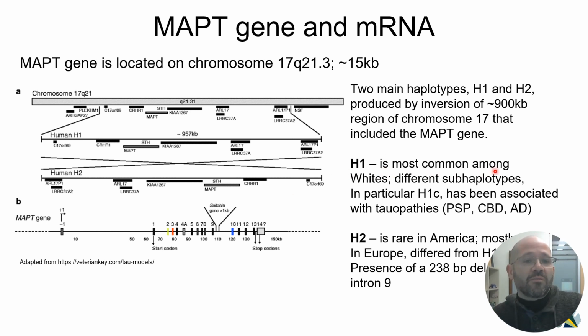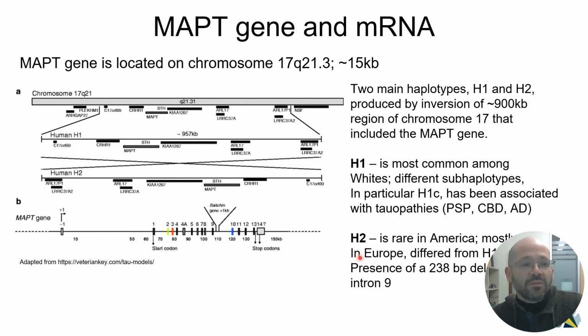H1 is the most common among whites. There are different subhaplotypes that have been identified. The one of high interest is the subhaplotype H1C that has been associated with tauopathies, which are collectively neurodegenerative diseases that have pathological tau, namely progressive supranuclear palsy, corticobasal degeneration, and Alzheimer's disease.